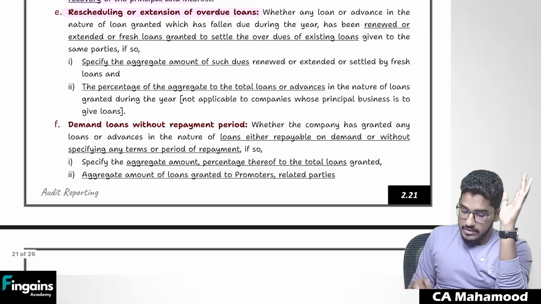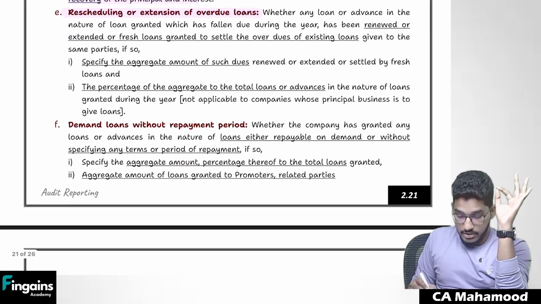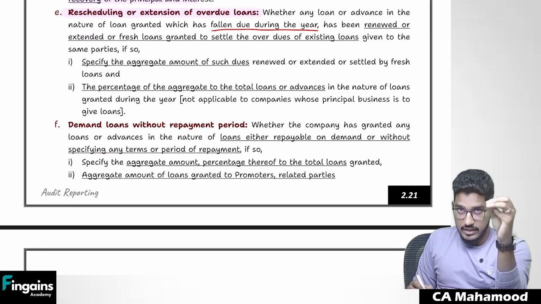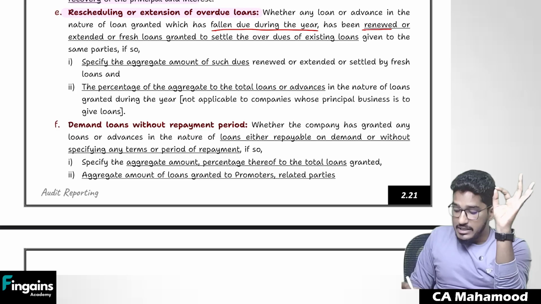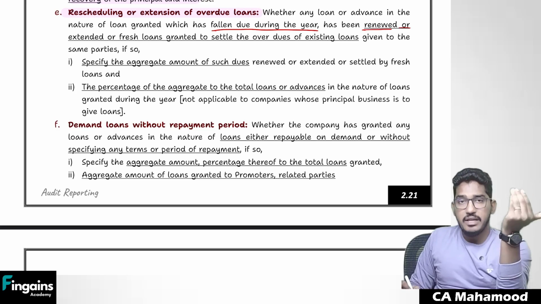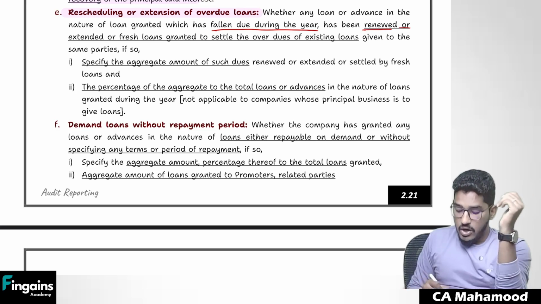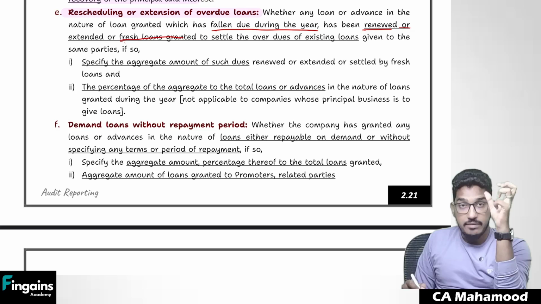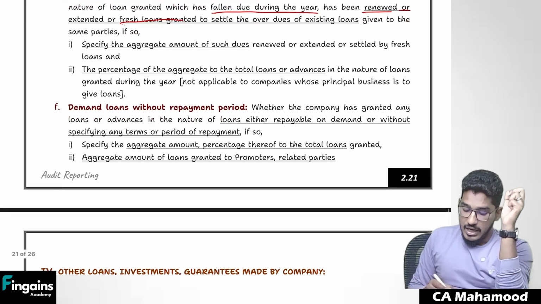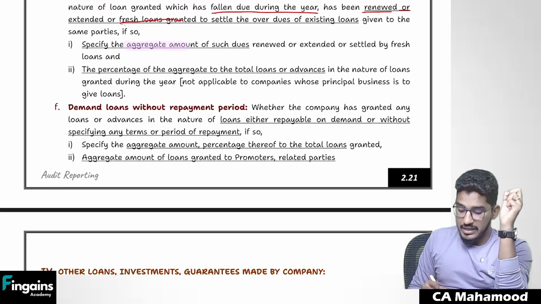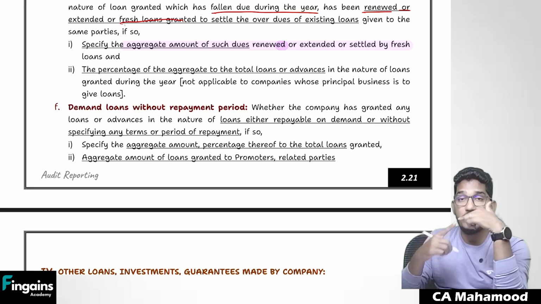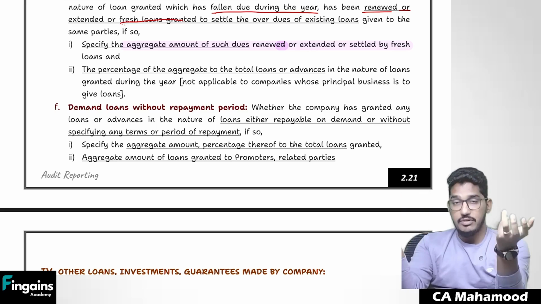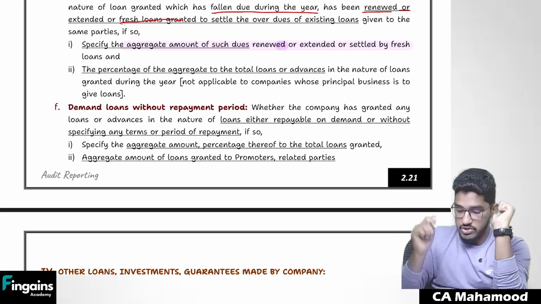Whether any loan or advance in the nature of loan granted which has fallen due in the current year, its due date has come. It has been either renewed or extended. Instead of collecting the repayment, they have extended, or fresh loan has been given to the same person to settle the old loan. If these kind of transactions are happening, I need to report what is the aggregate amount of such dues which are renewed, extended, or settled by fresh loans. How much amount of such loans were renewed, extended, or fresh loans are given to the same parties? The total amount I have to mention.